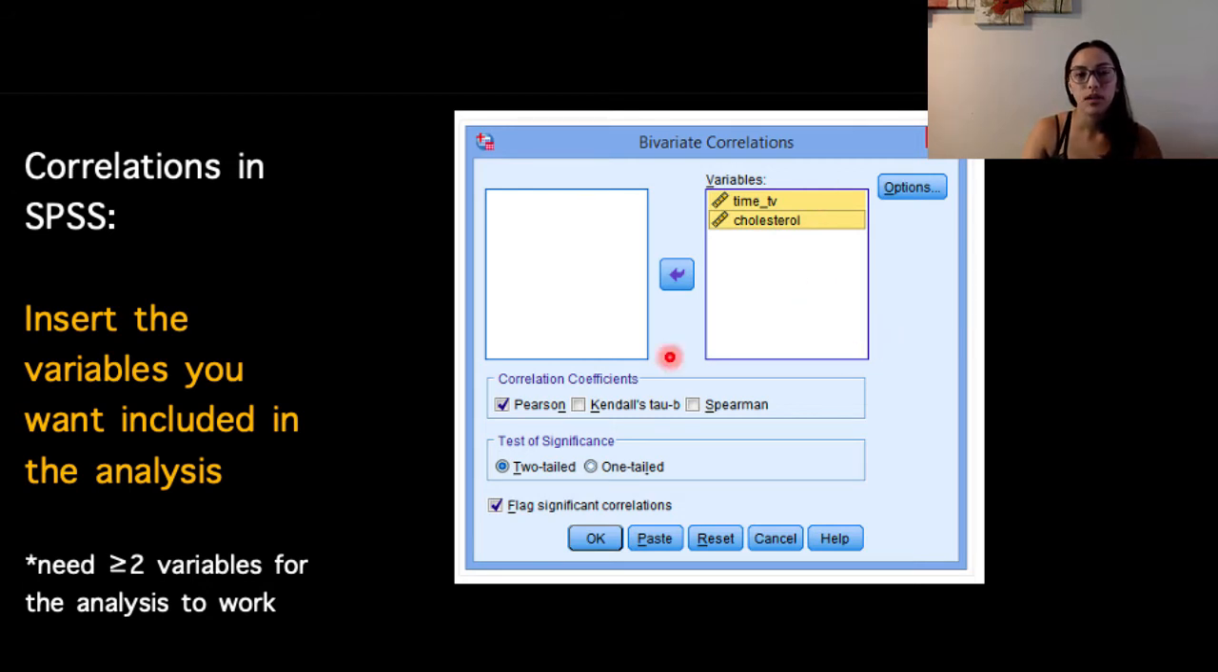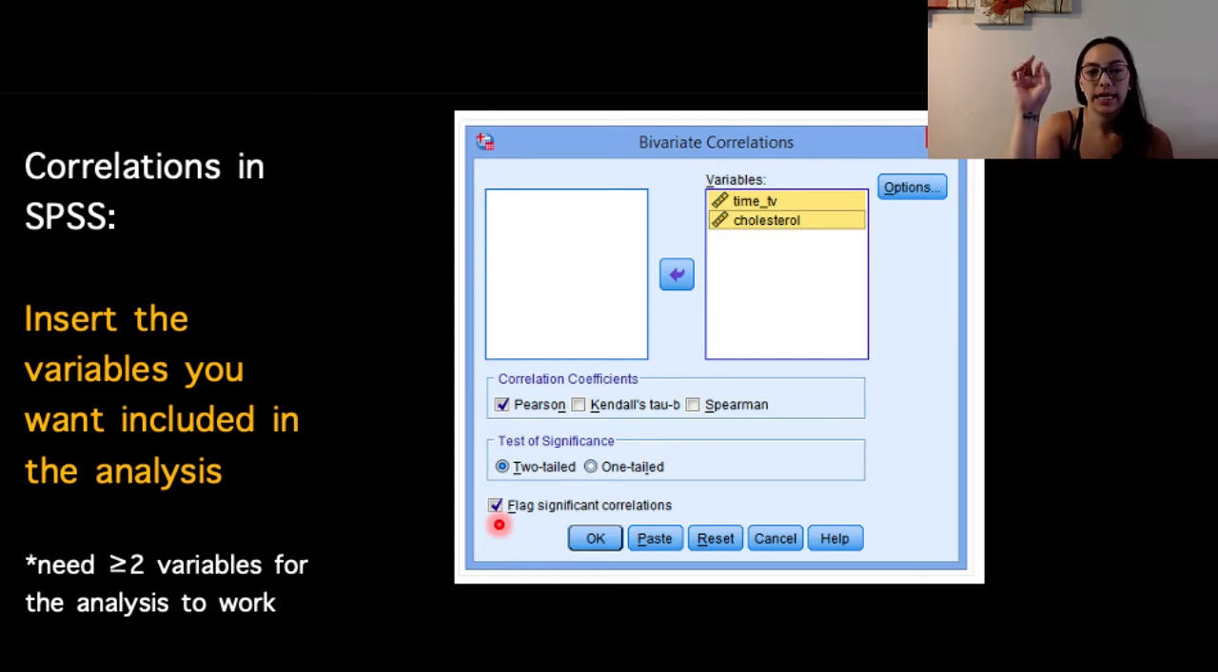The correlation coefficients that we're calculating for this class are Pearson correlation coefficients, so that should be the default, but just make sure that is the only box checked in that section. And then we want 2-tailed tests of significance. So again, our correlations aren't saying there's going to be a positive, there's going to be a negative, we just say, is there a relationship or is there not? And then also make sure this box at the bottom is checked to flag significant correlations.